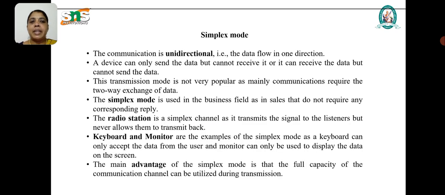The first one is simplex. Simplex means it is a simple one. It can communicate only from one station to another, that is, it is only unidirectional. Data flows in only one direction. The device can send data but cannot receive it, or it can receive data but cannot send it. It means only one-way communication can be done. For example, if we want to deliver information through a mic, the sender can transmit the information to the receiver. That's all. They have to listen.